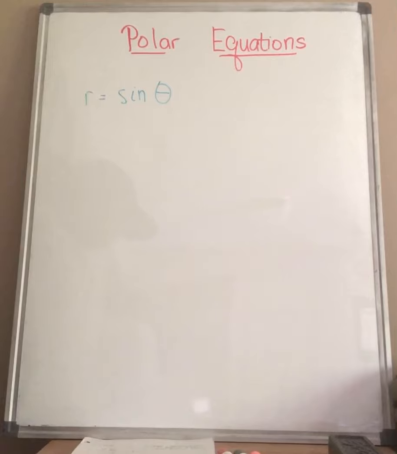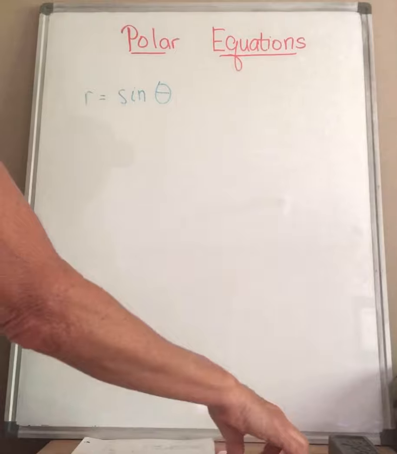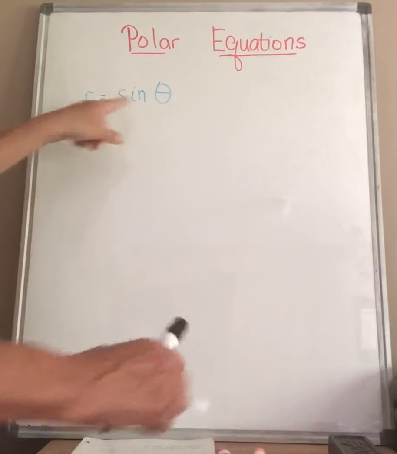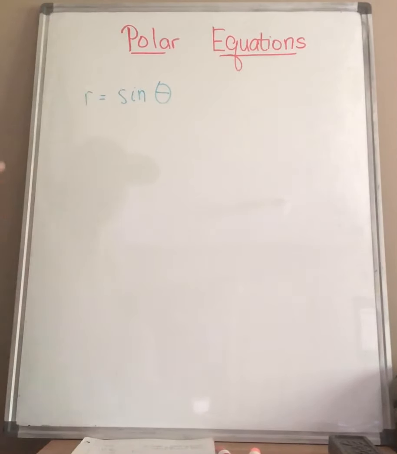You can change your calculator mode to polar mode, and when you go to y equals, you'll see that it says r equals. We always want to be in radian mode. So when we're in polar mode, we have an r and we have a theta. Theta is the angle.